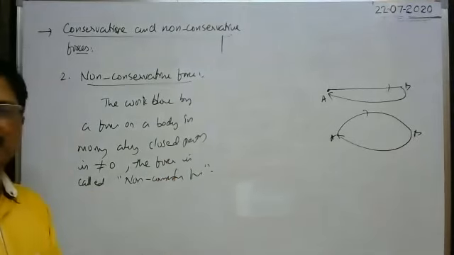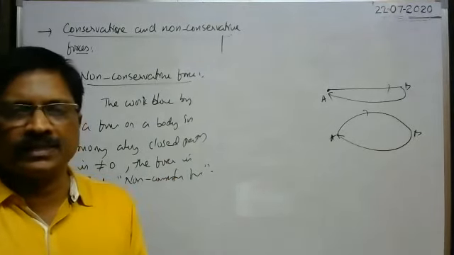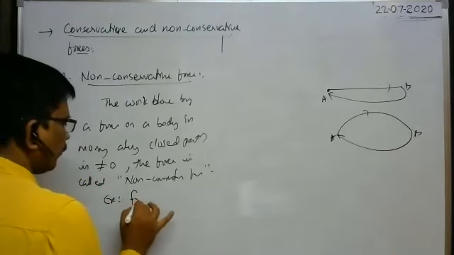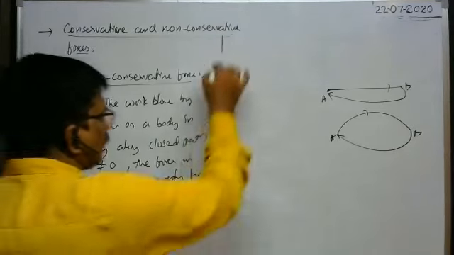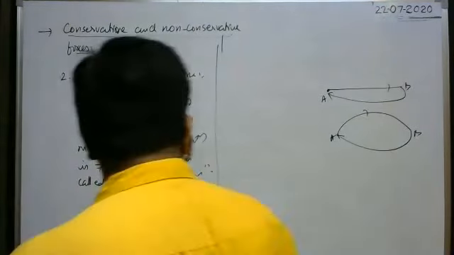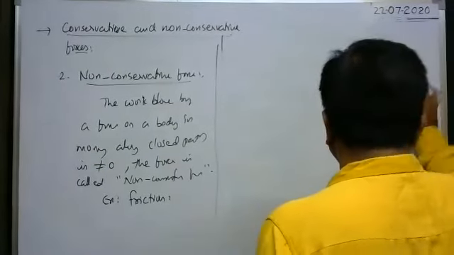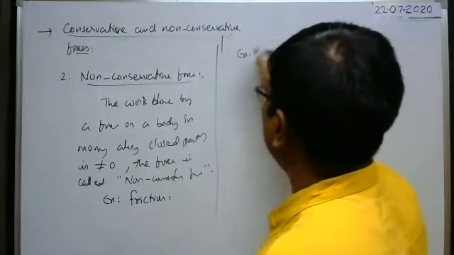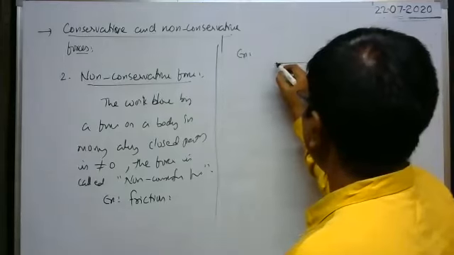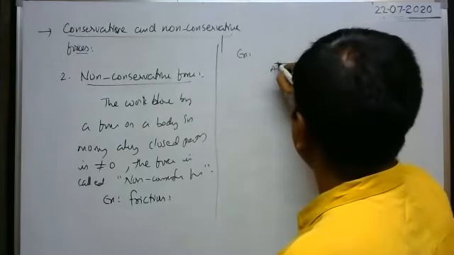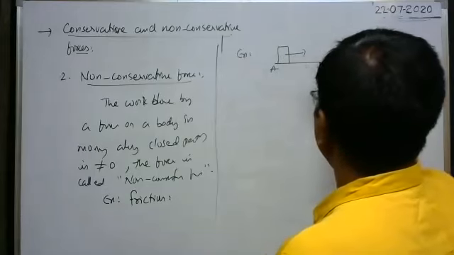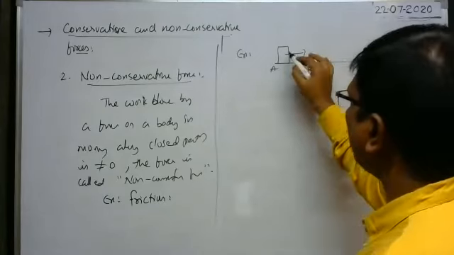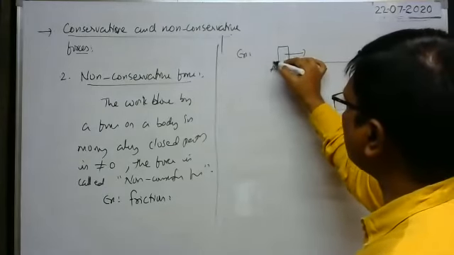Can you say any example for non-conservative force? Example, frictional force. Best example, frictional force. I will explain that one example. Suppose a body travels from A to B. Here it is a rough surface, that means a frictional surface, with coefficient of friction mu. When the body travels from A to B, friction acts on the body in the opposite direction.